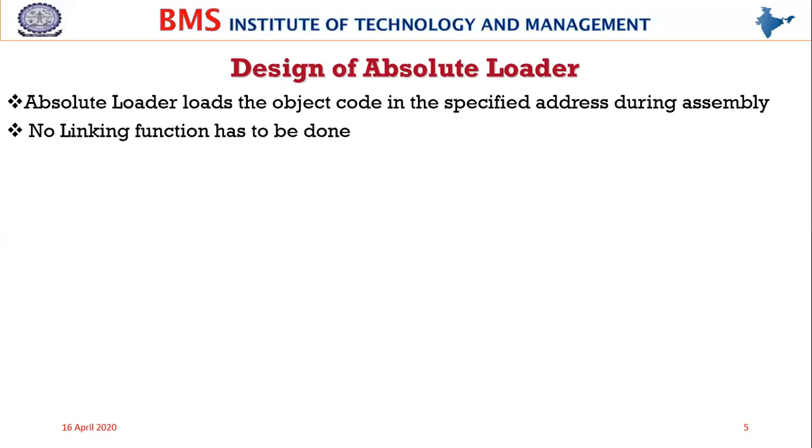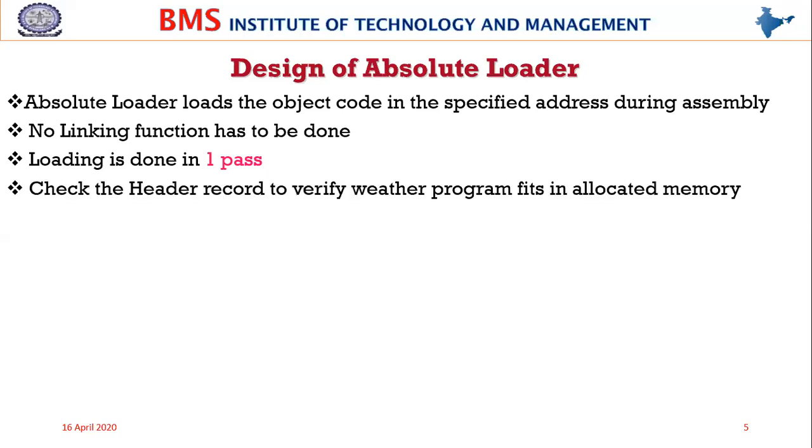So you are supposed to load the content onto this particular location. That's what your absolute loader does. The entire task of the absolute loader is done in one pass. There is not much to do, just the copying of the contents of the object code to the specified address. That's what the loader is doing, so it can be performed in only a single pass.